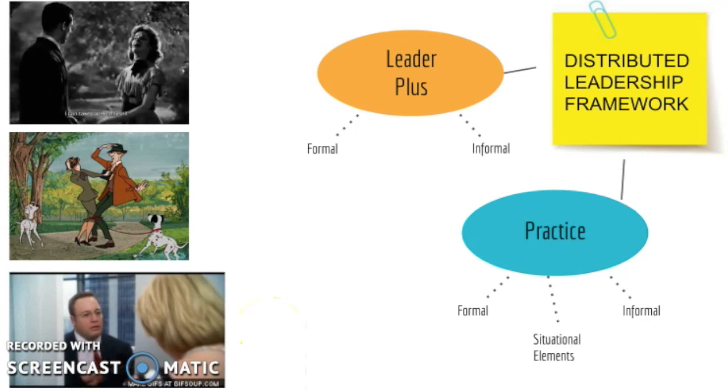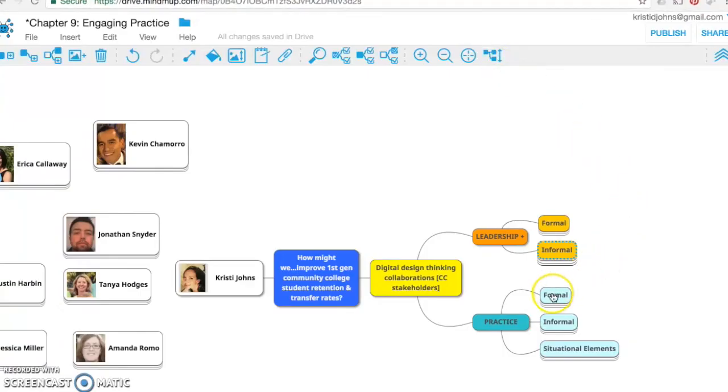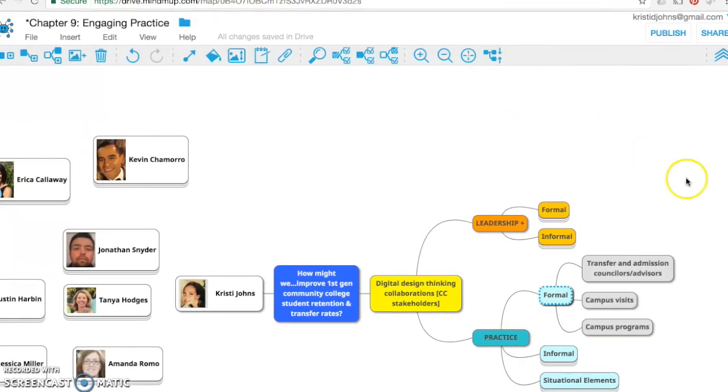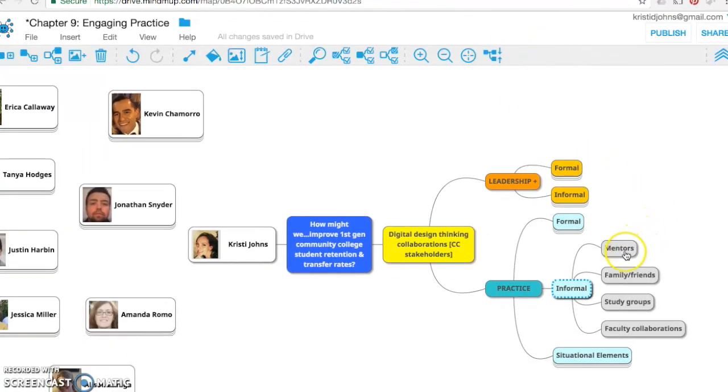So for our last round at the MindMup, go ahead and switch over to the practice component of your tree here and start filling in some of the formal and informal and situational elements of your problem of practice. So for example, you can see here, formal elements related to my problem of practice would be advisors and advising programs. It could be campus visits or set programs on the campus for first-generation college students. Informal elements could be mentors, family and friends, different aspects like that.